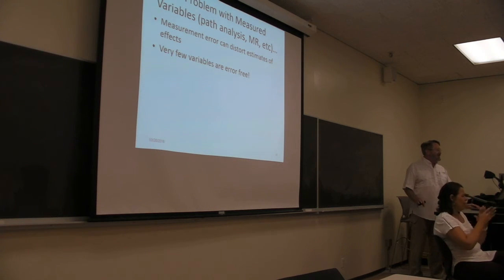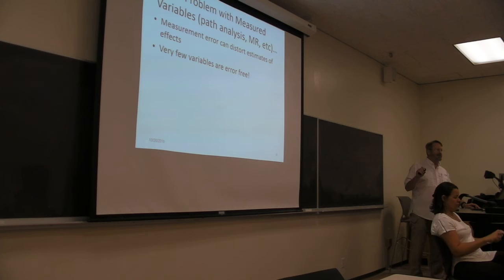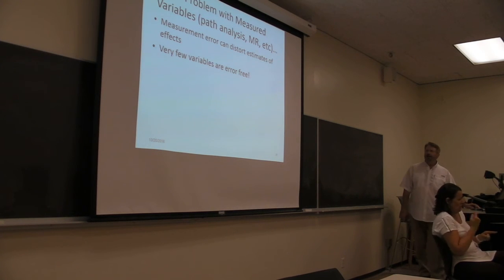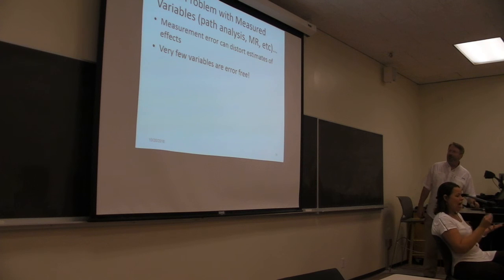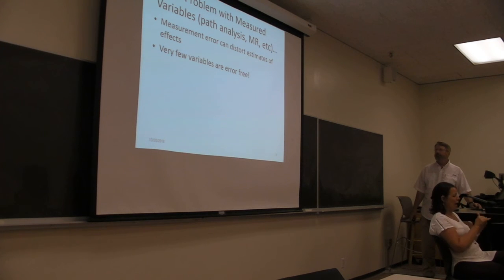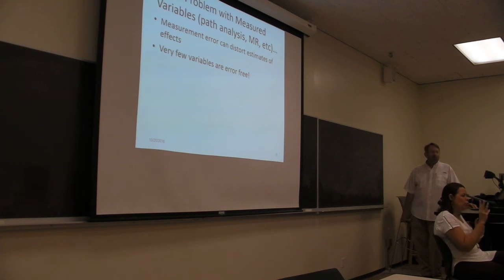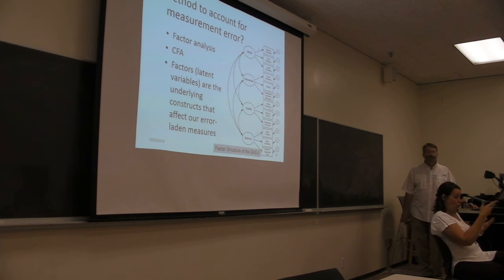Well, there's a problem with path analysis, though, in that one of the assumptions underlying multiple regression is that the variables in the model, and especially the causes, are measured without error. Well, we know that doesn't happen very often in the real world. And it's also the case that measurement error in general can distort estimates of effects. And, well, there are very few variables that are error-free. So what are we going to do about that? You guys actually already know a way of dealing with that, and that is the method of factor analysis.